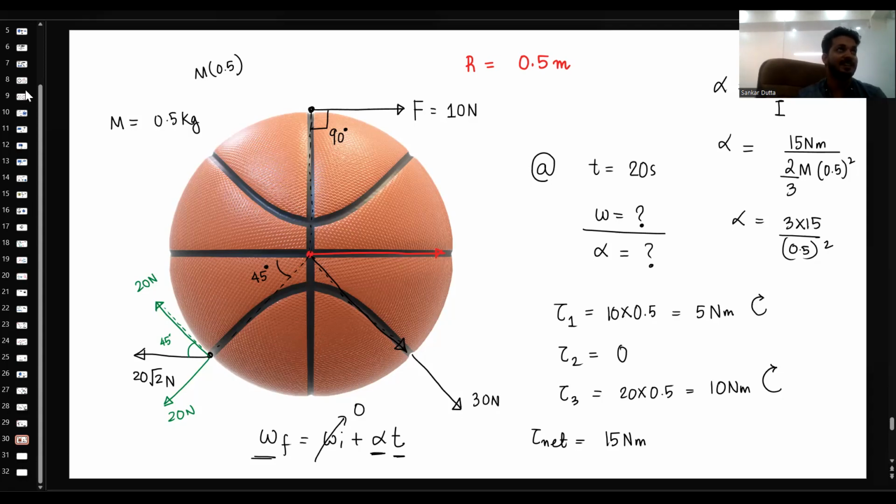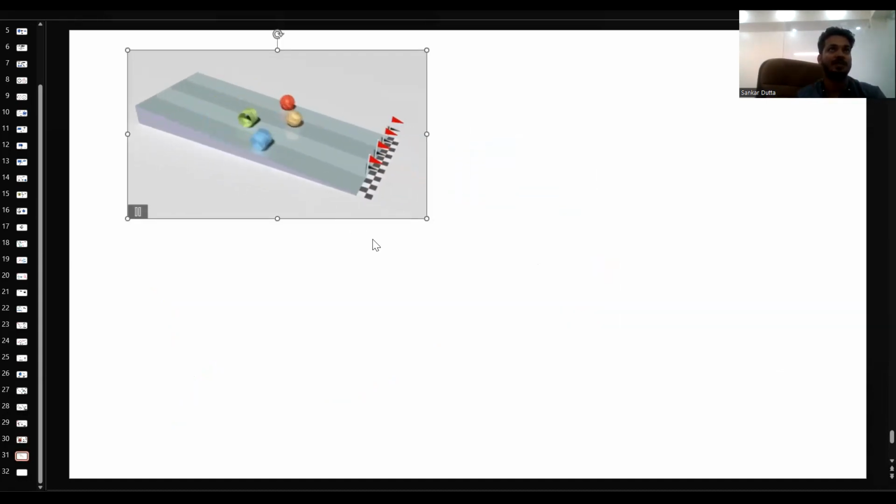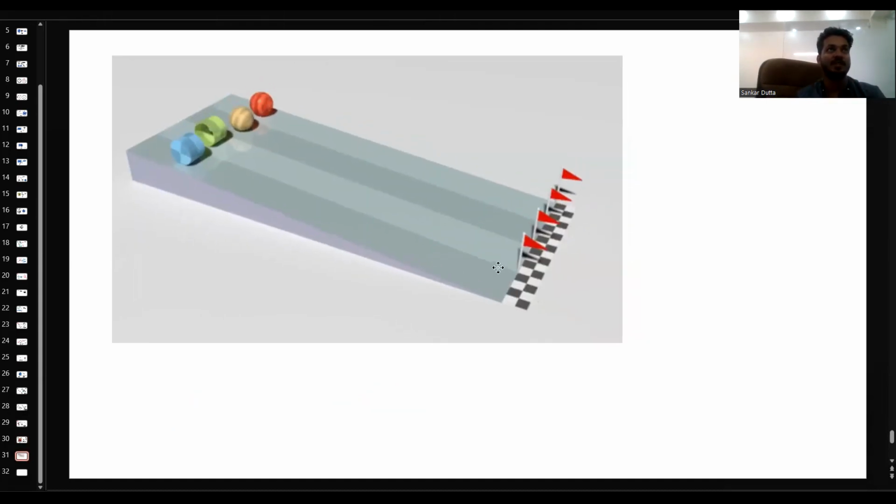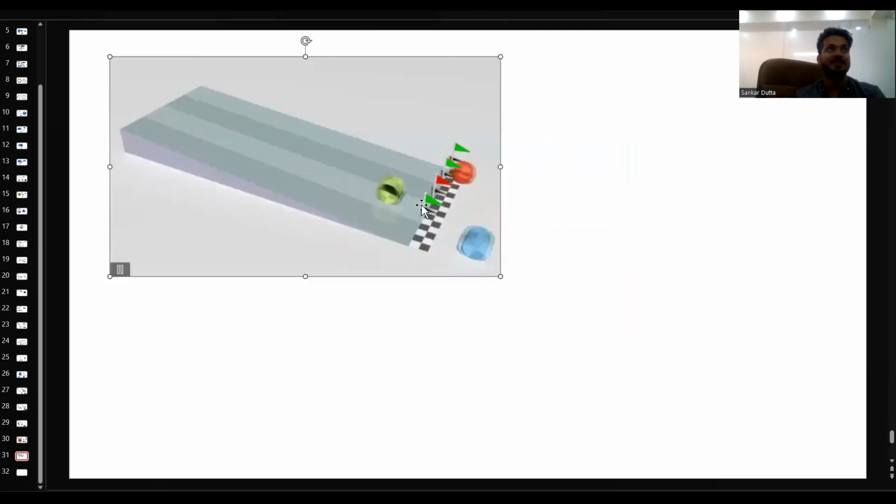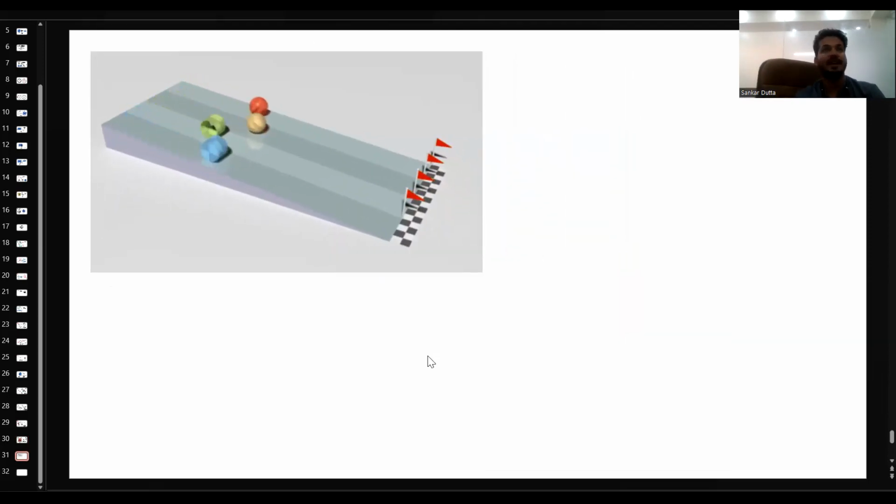In the beginning, I showed you that GIF, let me bring that GIF one more time. I only used it to qualitatively explain what moment of inertia is. But now what we are going to do is mathematically prove what we said is true: something that has the lowest moment of inertia will roll down the fastest. That's something that I want to prove using math.